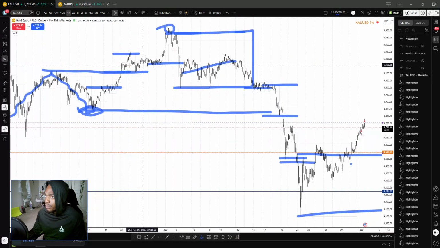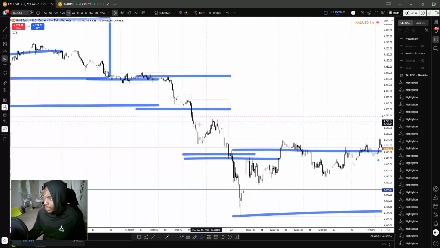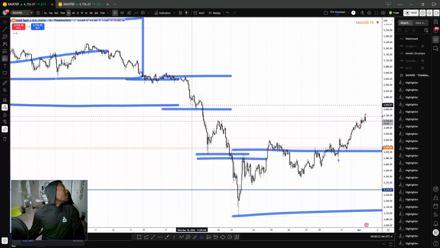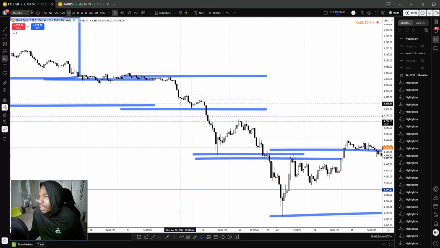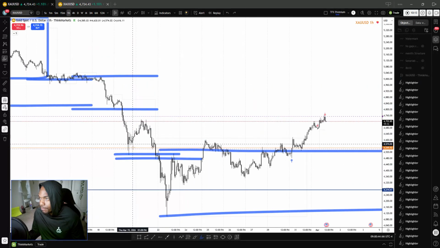I'm not going to go over the trends and stuff up there. We're going to focus more so down here because I started taking shorts after price did this. I had a different account I was trading, and so I was looking at shorts in this area.